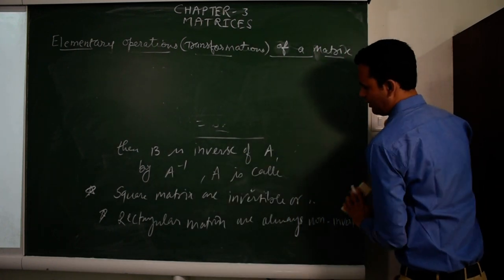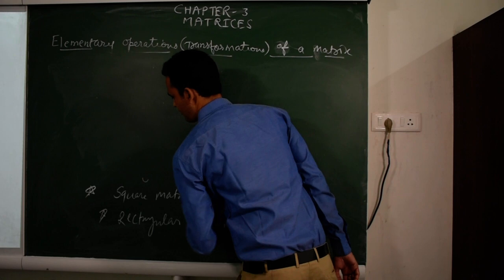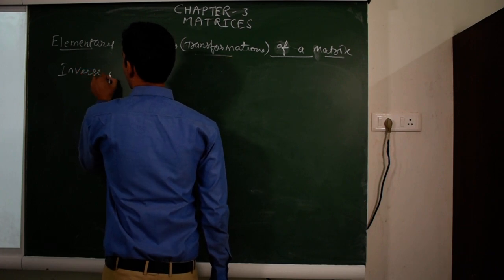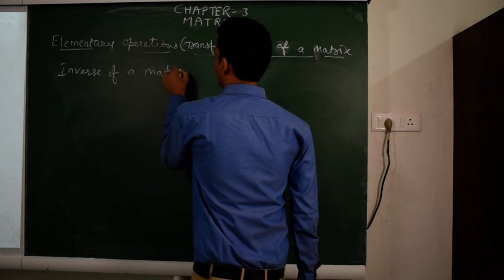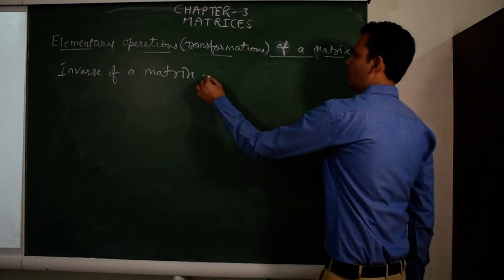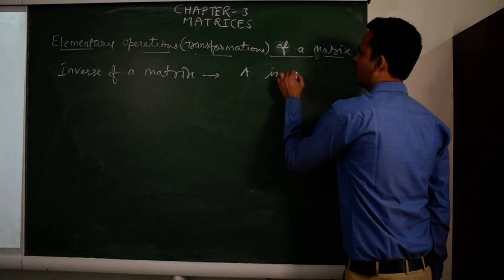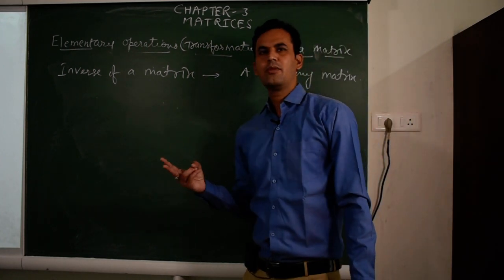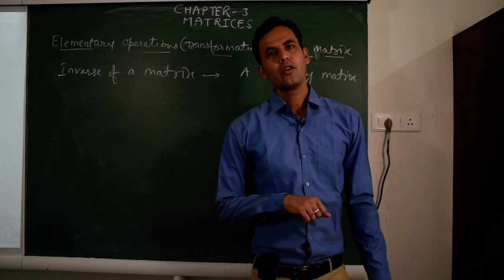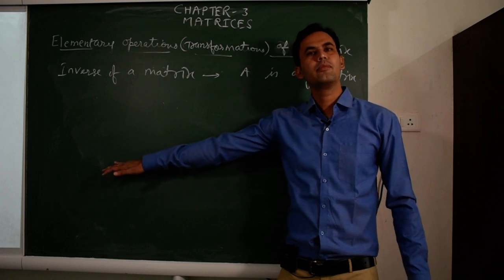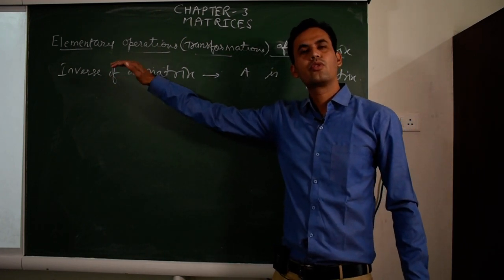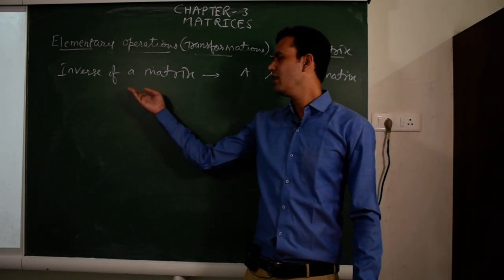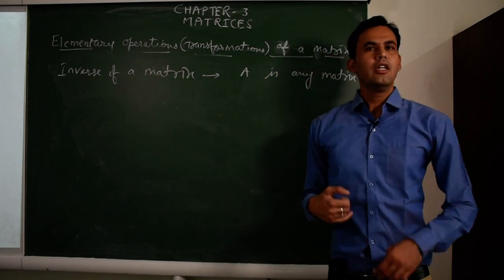Now the condition for finding the inverse of a matrix. How do we find the inverse of a matrix? If A is any matrix, then there are two types of operations, first by row and second by column. We can operate by rows or by columns, but if we start with rows, then we have to solve the entire solution by rows only. Otherwise, if we start with columns, then we follow the column rule.